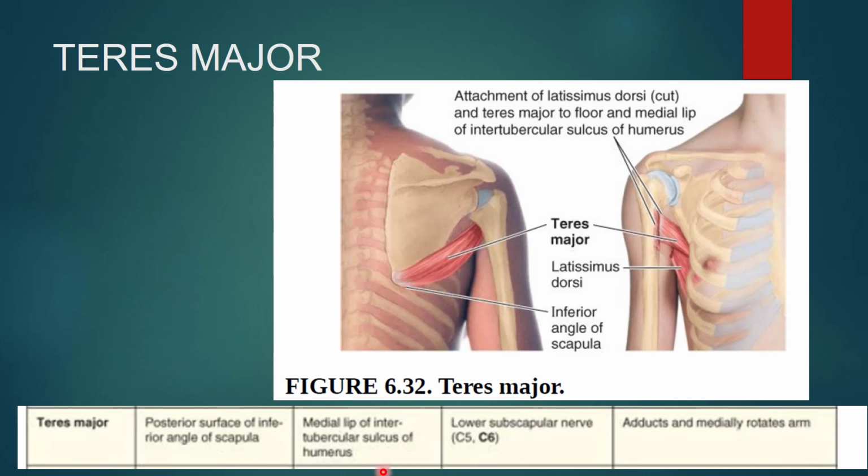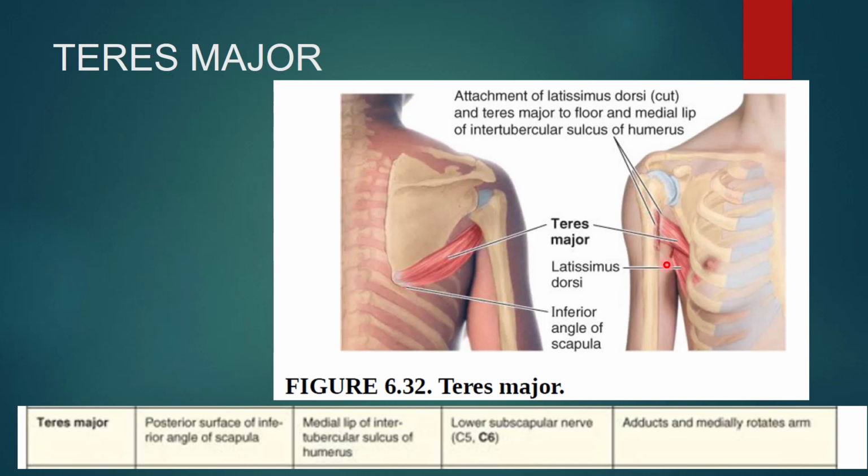I have told you before in other presentations also that the intertubercular sulcus of the humerus means a sulcus which is in between the greater and the lesser tubercle of the humerus. That's why it is named intertubercular, between two tubercles. There are three parts of the intertubercular sulcus: the medial lip, the floor, and the lateral lip. On the lateral lip, pectoralis major was inserted. On the floor, latissimus dorsi was inserted, and on the medial lip now the teres major is inserted. Remember this thing, this teres major is inserted on the medial lip of the intertubercular sulcus.